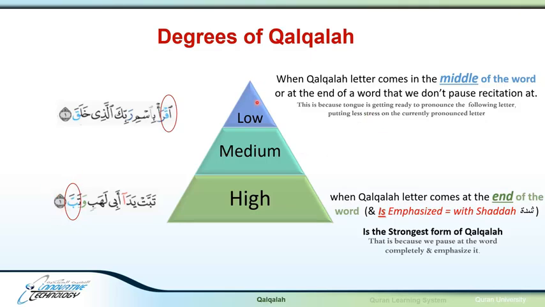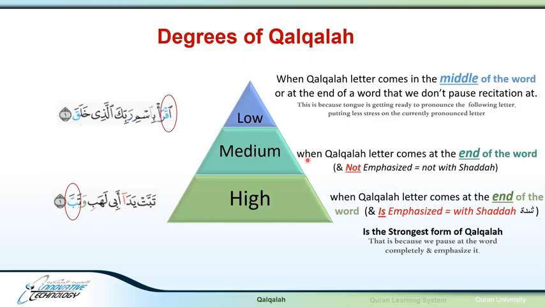Now, in between the low and the high, we have the medium, when the Qalqalah letter comes at the end, like this, but it's not emphasized, doesn't have a shadda, no stress sign. Khalaq. So khalaq is paused because it's at the end of the verse. But there's a difference between خلق and وتب. This one has a shadda. This one has a fatha without a shadda.